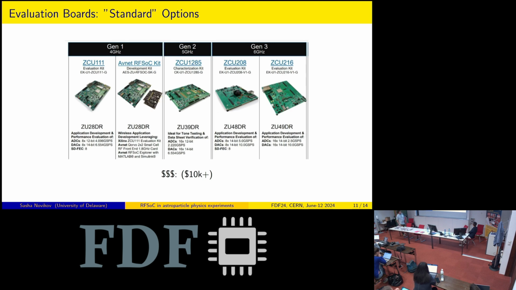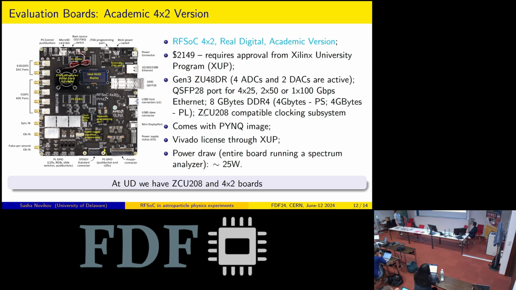However, Xilinx has this academic version, the RFSoC 4x2. You can get it essentially for free, for $2,000, but you need to get approval from Xilinx. In my case, it was very fast because it was at the very, very beginning. But now I heard that people say it takes a few weeks to get approval, and then you get this very nice board which can do a lot of things.